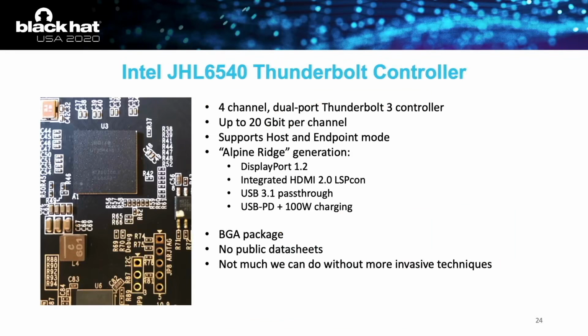So the Intel Thunderbolt controller is, in this case, a really special model because it supports running in both host and endpoint mode. And it's from the Alpine Ridge generation, so it supports DisplayPort 1.2, HDMI 2.0, USB pass-through, and USB power delivery. Now, in terms of analyzing the hardware architecture, this particular chip is not very attractive to have a look at, at least not initially, because it's a BGA package and there are no public data sheets. So we actually moved on to the other chips first.